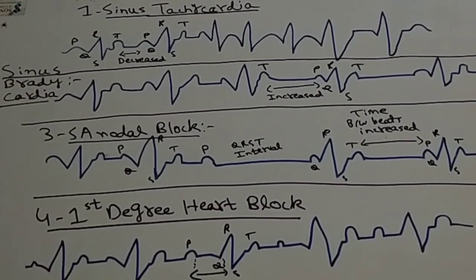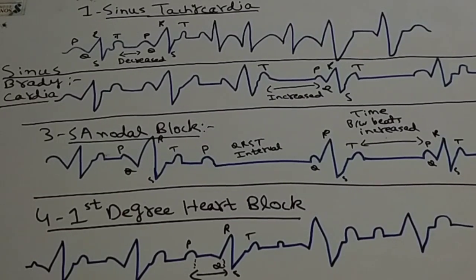Today I will demonstrate to you the different types of ECG, which depend upon the different patterns of the heartbeat. So first of all, talking about sinus tachycardia, we know that in sinus tachycardia the number of beats is increased, frequency is increased. So that's why the difference between the two beats decreases. You can see here the TP interval has decreased.